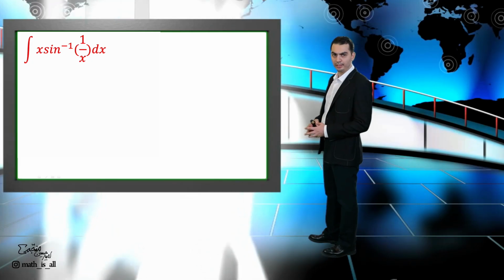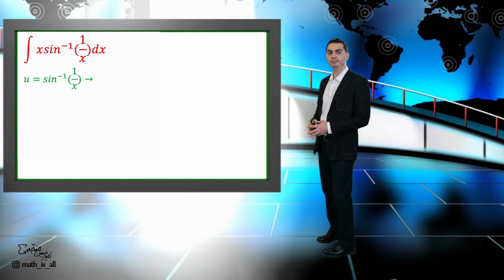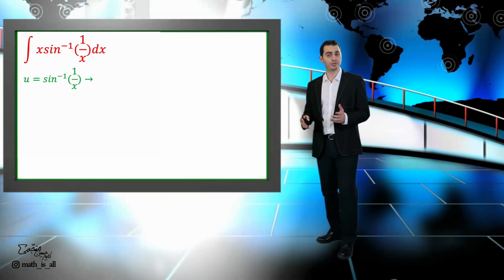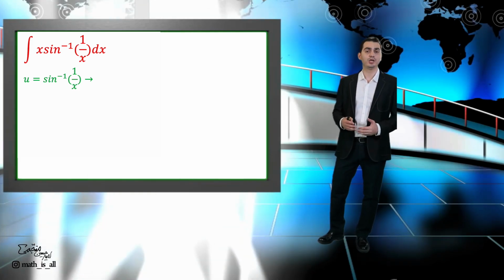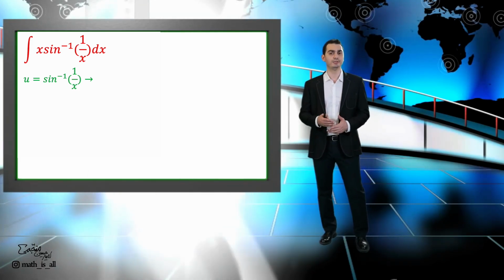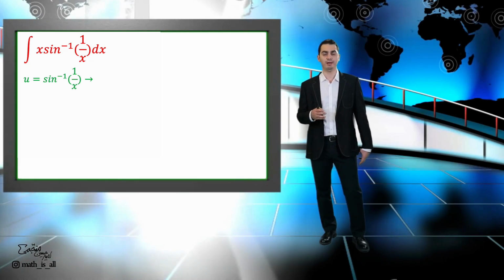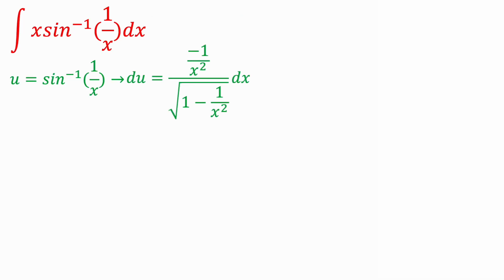So I will choose my variable substitution. We said arcsine of 1 over x involves the inverse sine function. I hope you remember it because I need to take the derivative here. Let's take the differential of both sides. What is the derivative of 1 over x? Negative 1 over x squared all over the square root of 1 minus 1 over x squared times dx.